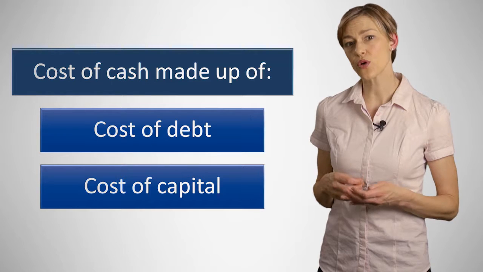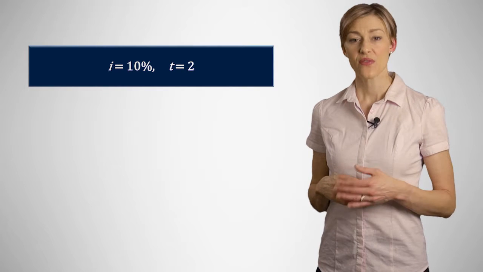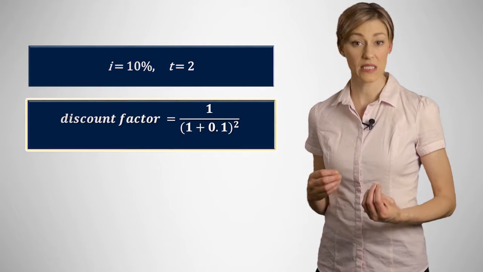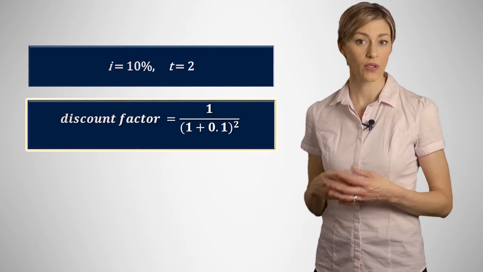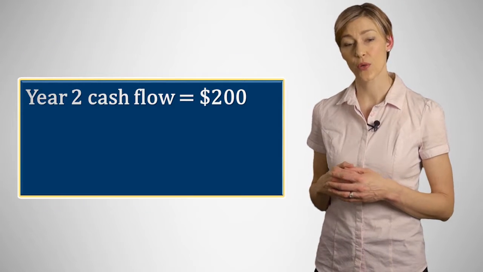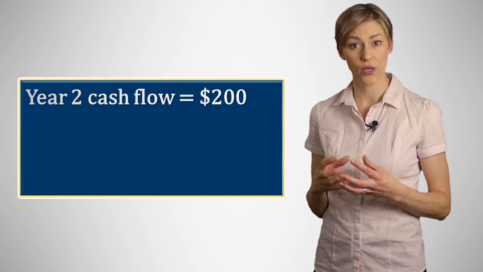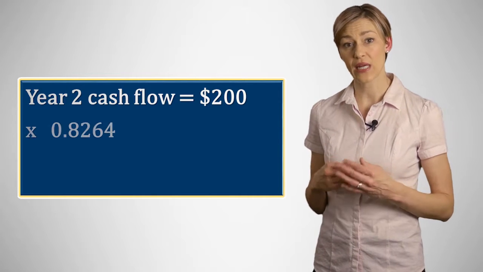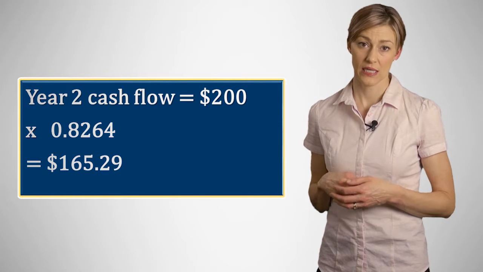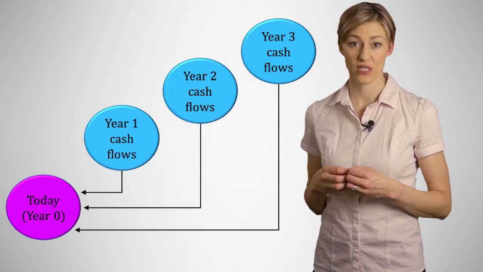For example, consider an organisation with a discount rate of 10% and a cash flow that takes place in year 2. The discount factor to present value that cash flow is 1 divided by 1 plus 0.1 to the power of 2, which equals 0.8264. Now, assuming that year 2 cash flow was $200, we can calculate its present value by multiplying the actual cash flow by the year 2 discount factor of 0.8264, which equals $165.29.